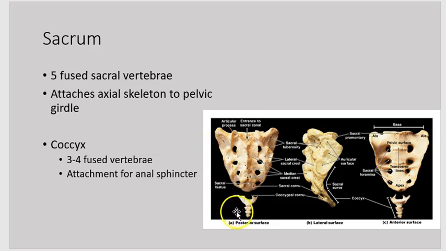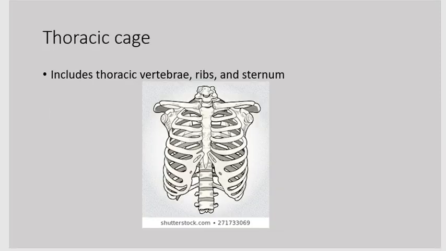It acts kind of like a keystone to hold that entire group together. And then you have your tailbone, which is a fusion of 3 to 4, depends. There's some variation in that. And that's attachment for your anal sphincter. So that's the spinal column. And we're going to finish up real quick with the thoracic cage. So this is going to include your thoracic vertebrae, because that's what the ribs come off of. Your ribs, all 24 of them, and then the sternum right here.